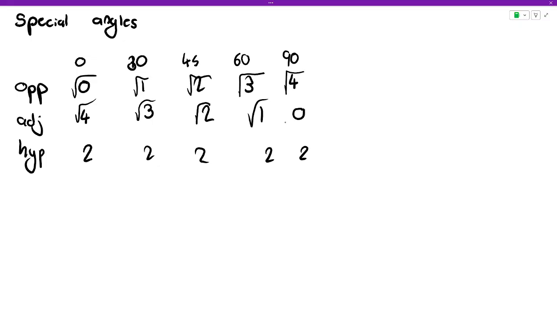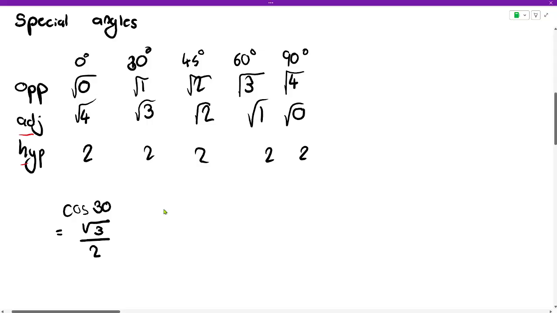Right. Now, what this means is if I ask for cos of 30 without a calculator, you must be able to say cos is adjacent over hypotenuse. Therefore, for 30 degrees, it's root 3 over 2. Right. Now, that's quite simple, right? The only thing you have to worry about is when you're allowed the calculator.